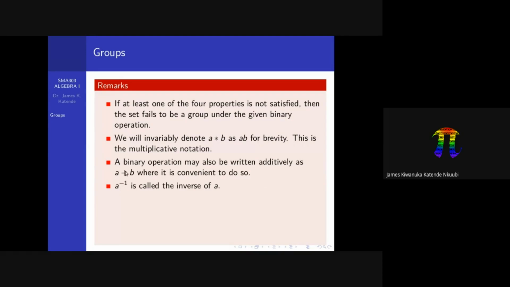So this one we already stated earlier. This element A inverse is called the inverse of A. And if the binary operation is written additively, the inverse will no longer be denoted by A inverse, it will be denoted by minus A. So when you choose to write the binary operation additively, the inverse will now be denoted by negative A.